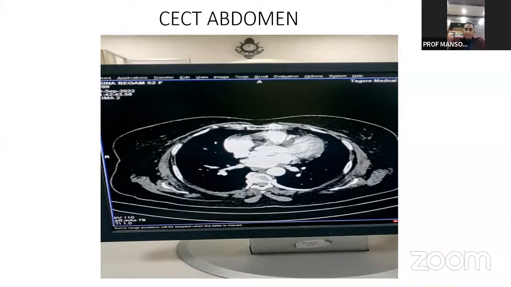Go ahead, Dr. Prem. What is the role of MRCP here? As far as this case is concerned, the MRCP has no role, sir. The CBD was not involved. There is no presence of any stones in the CBD.